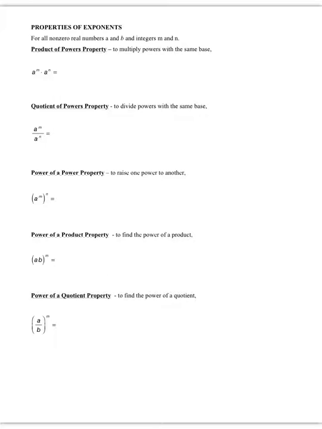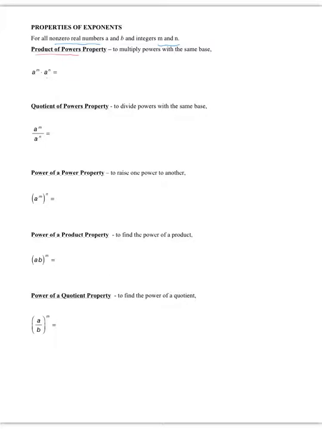On this page, we actually have all of the rules that you hopefully remembered for your properties of exponents. These are true for all non-zero real numbers a and b, and integers m and n as the exponents. The first rule that we're going to look at is the product of powers property. What is happening with this property? When do we use it and how do we use it? To multiply powers with the same base, here we have base a and we have powers m and n.